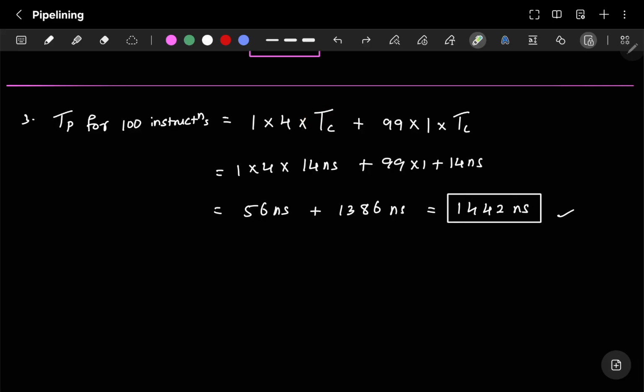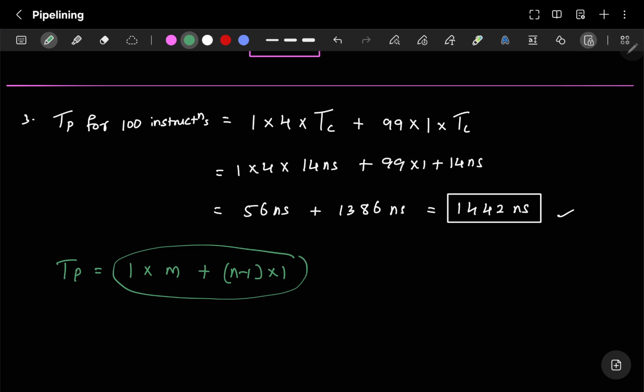Right. So if you want to recollect it, what I had done previously was I had taken the time taken for pipelining. For one instruction I had gone through M phases, right, and that's it. Then for the remaining n-1 instructions, each takes 1 phase, that is 1 clock cycle. That's it. This was the formula I had written. Now in this formula I had not added the delays of the stages. So what I have done here is I have added a delay also, that is TC. Right. Hope you understood.